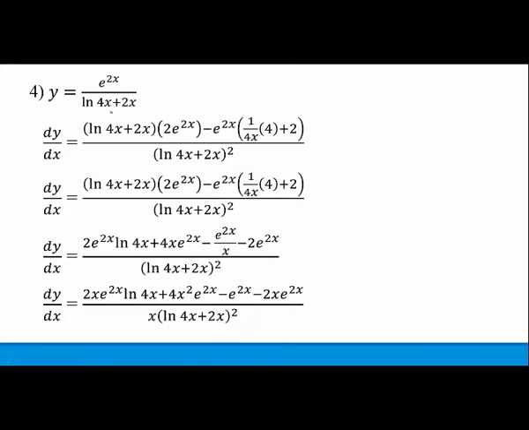Next is this question, y equal to e to the power of 2x over ln 4x plus 2x. For this case it becomes u and v. You need to use the formula dy per dx equal to vu prime minus uv prime over v squared. This one is v, so I put that already at the below, which is ln 4x plus 2x to the power of 2. This is u, this is v.